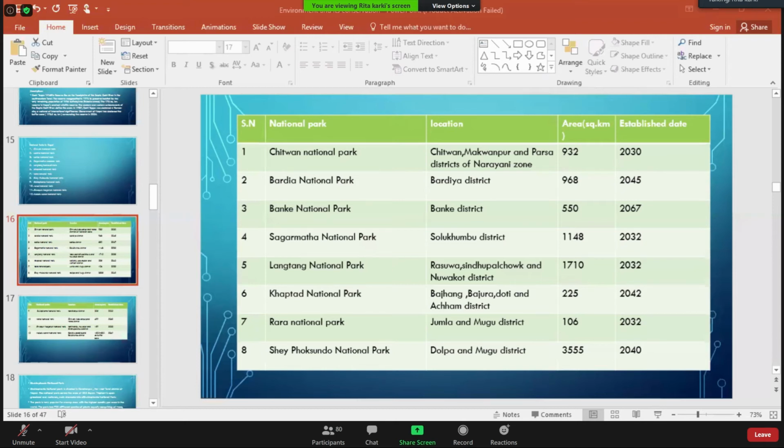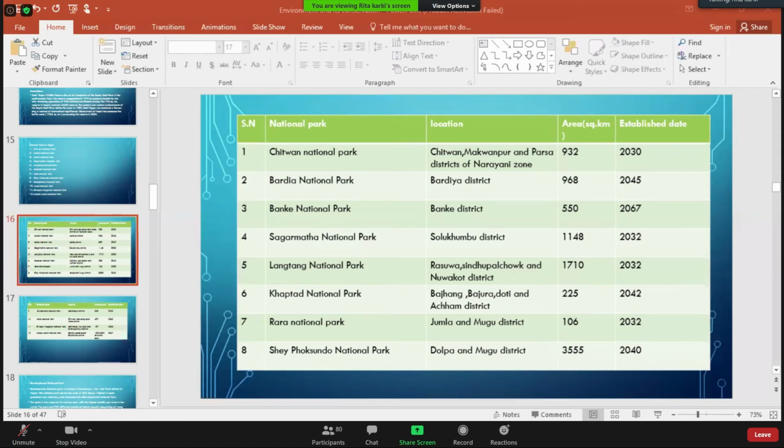So, Chitwan National Park is the oldest national park. It was established in 2032 Vikram Sambat, and it occupies an area of 932 square kilometers. It covers three districts of Narayani zone, that is Chitwan, Makwanpur and Parsa. These three districts are occupied by the Chitwan National Park.